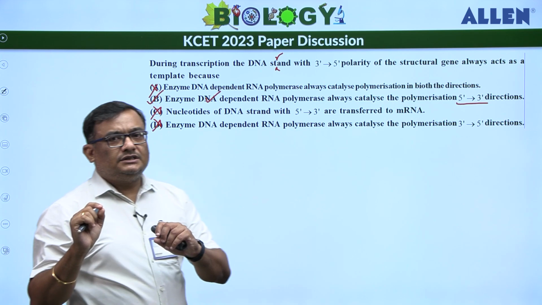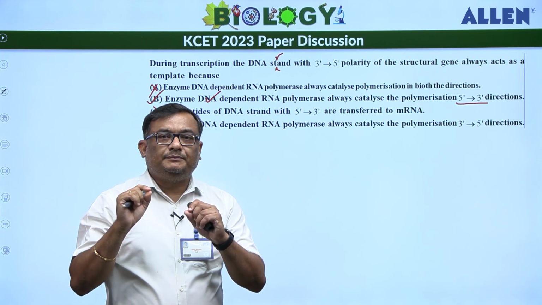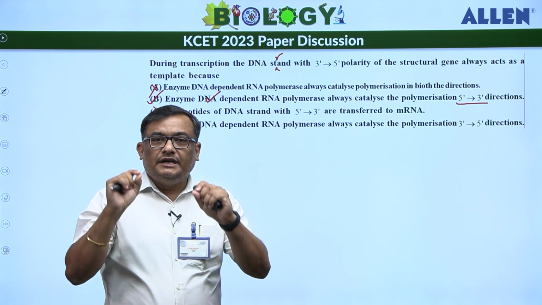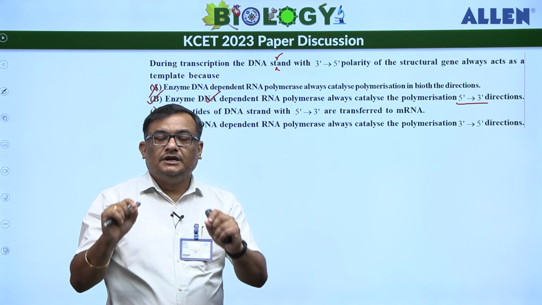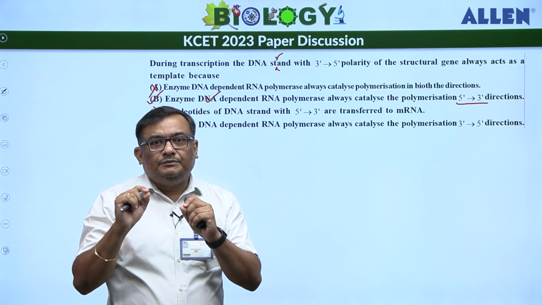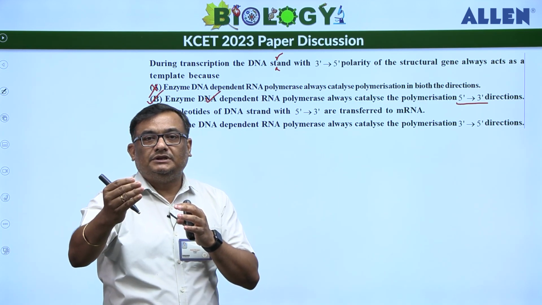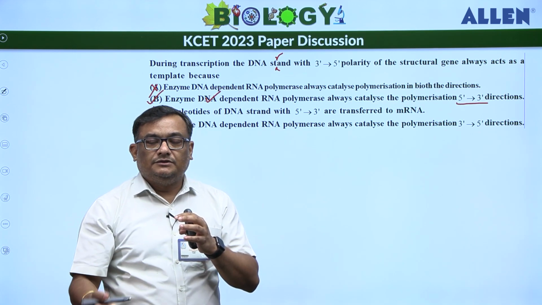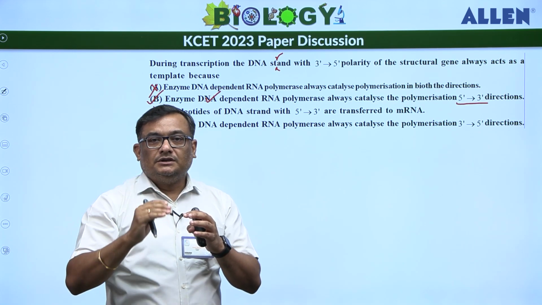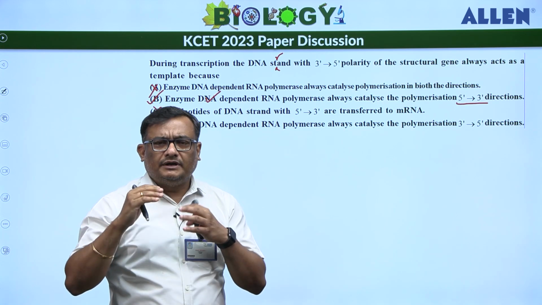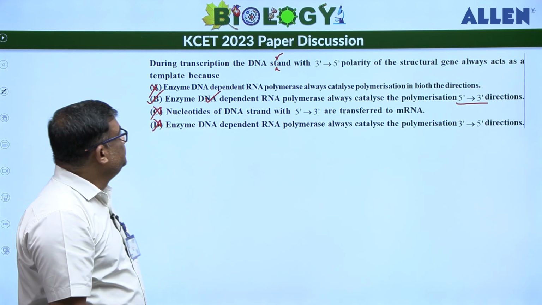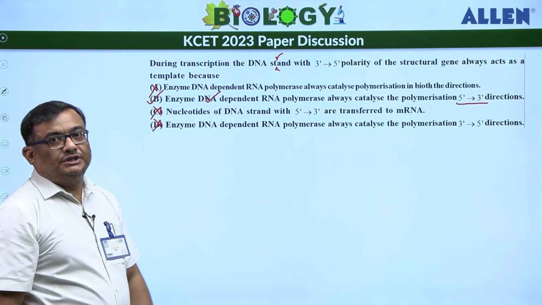Further, you can understand this by understanding the concept of DNA polymerase 1, DNA polymerase 2 and DNA polymerase 3. When you read all three of them, you will come to know why it is only the 5' to 3' direction, and why not the 3' to 5' direction. That is how we say it actually. So, during transcription it is speaking.